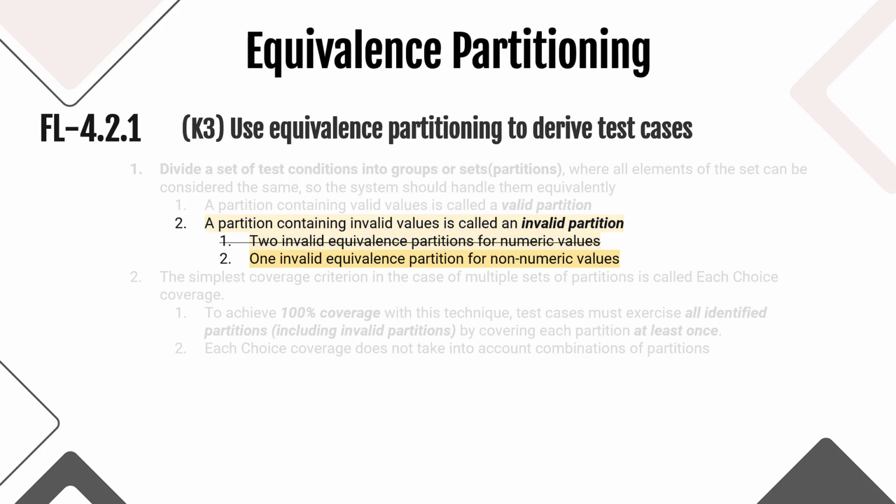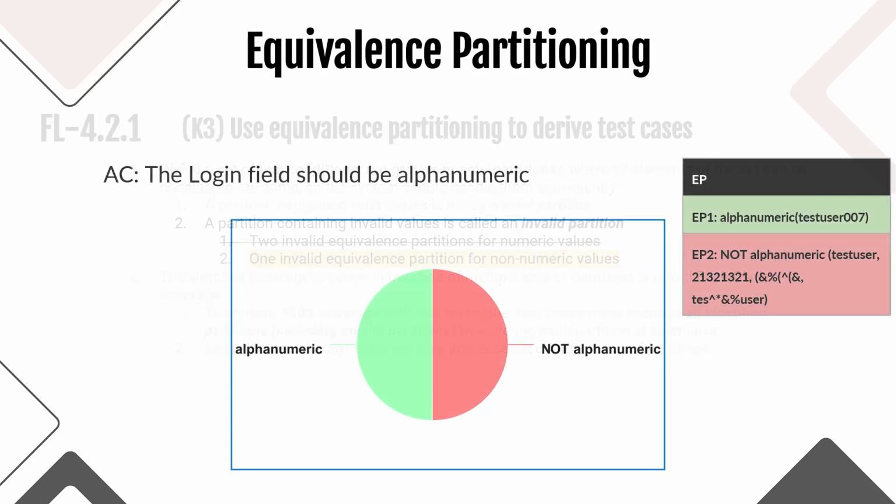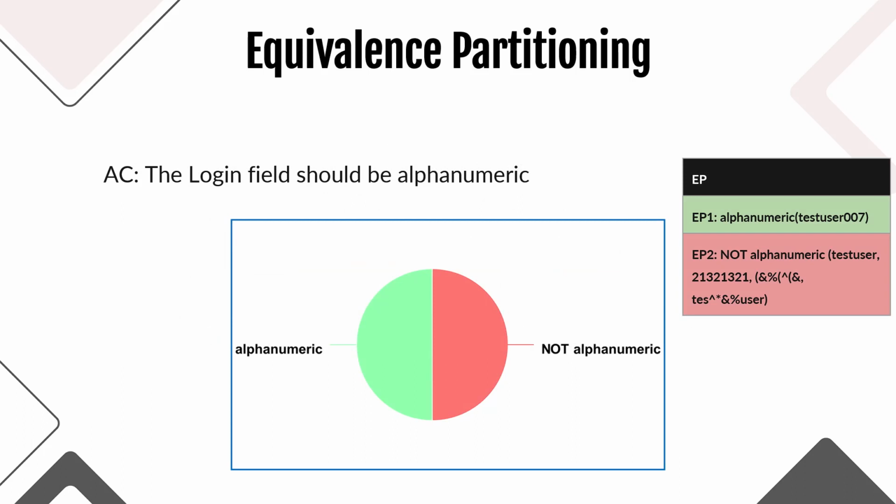Since we do not have a numeric value, we need to define only one invalid equivalence partition. It can be any value: an empty value, only numbers, only letters, only special characters, or all together. According to the equivalence partitioning test design technique, you do not need to test all values individually unless invalid partitions are specified in the question description. Only one invalid partition will be enough, so we have 2 equivalence partitions in total. Let's move to the next step.